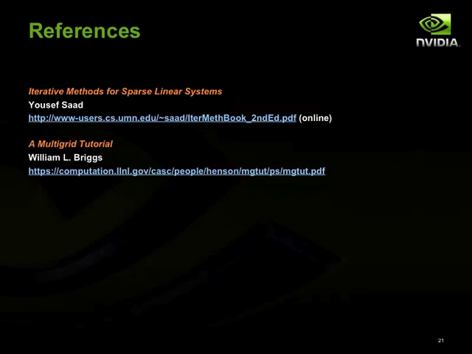Are there any questions? When you have a problem in an iterative method for which the solution doesn't converge, can you make it converge by using a preconditioner? In many cases, yes. So the question is, if you have something that doesn't converge, can you make it converge with a preconditioner? Yes, and I guess there are two reasons.